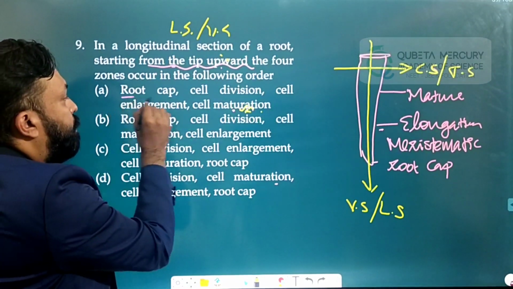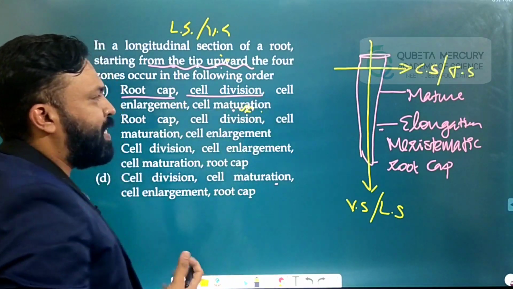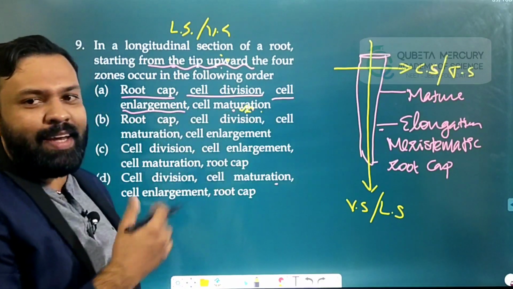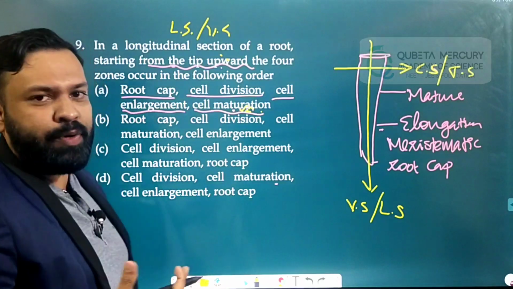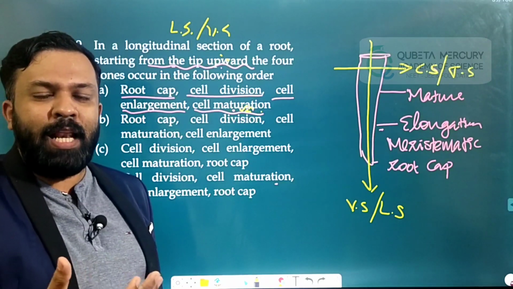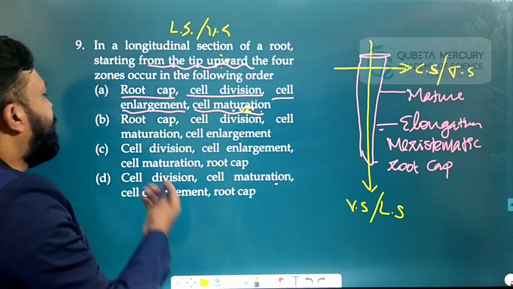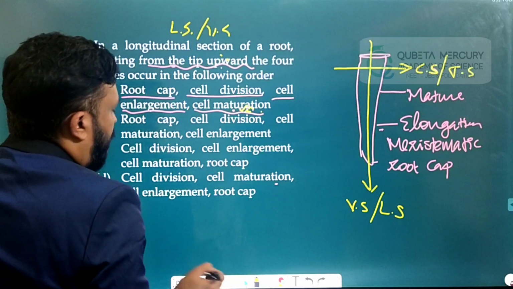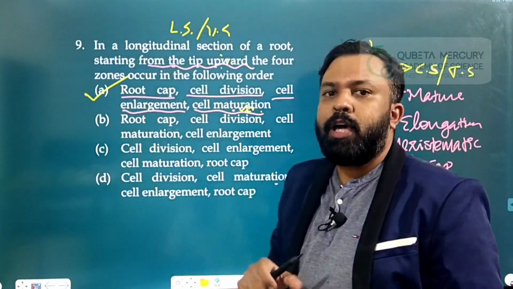Root cap at the base, that means at the tip, followed by the cell division, that means the meristematic cells, followed by cell enlargement, that means the elongating cells, and thereafter only the cell maturation. The maturation zone will produce millions of unicellular hairs out, said to be the root hairs, right? So the right answer meant for this question number 9 is option A only. Okay, I hope you can follow me.